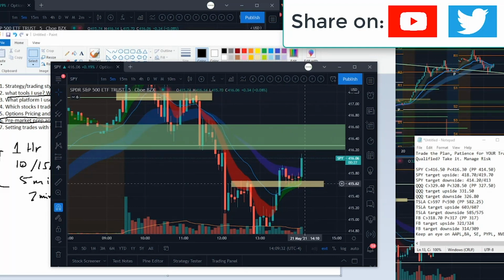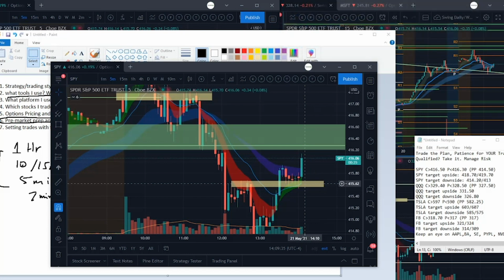So that means our entry was around 415.60, and we traded all the way up based on this strategy up to 416.14 with more potential to go. This is how we find the changes in trend and in direction.